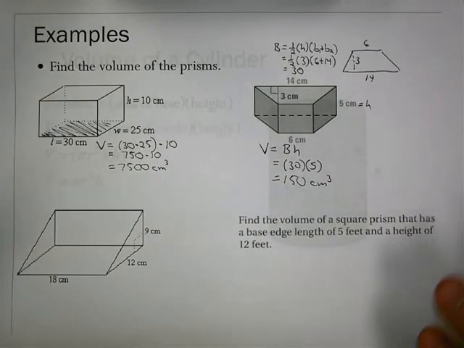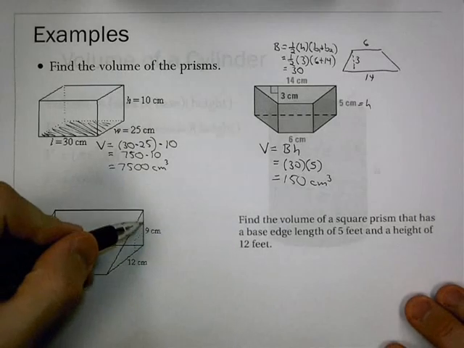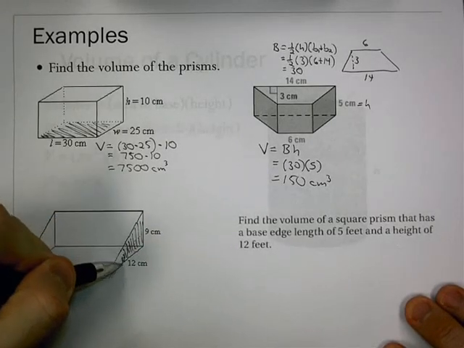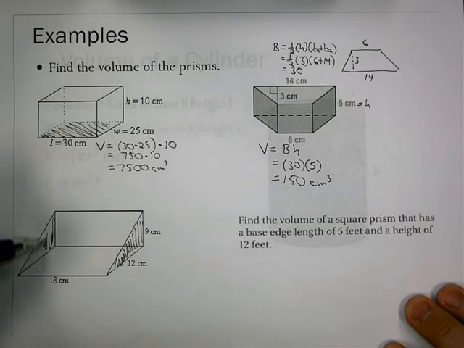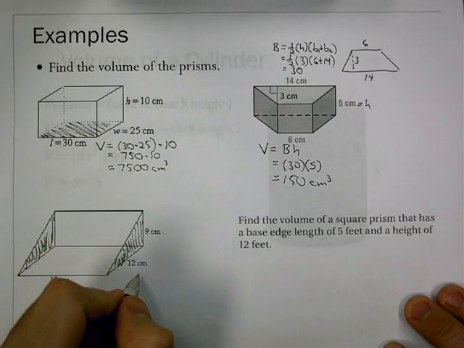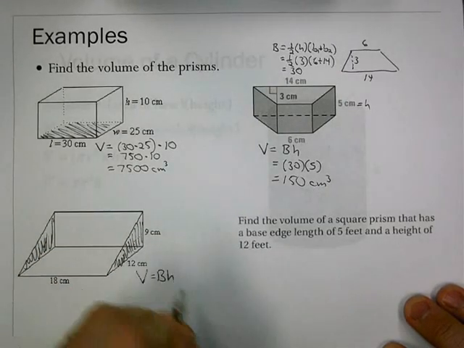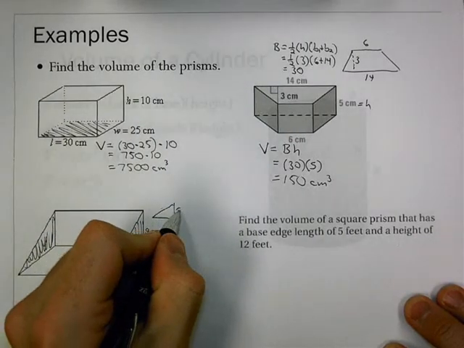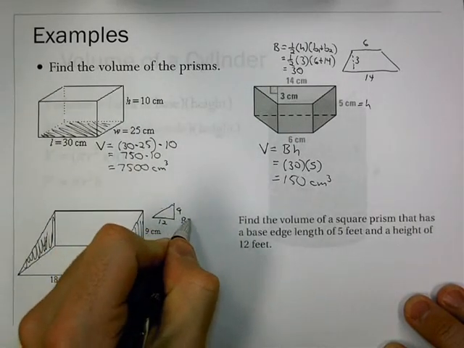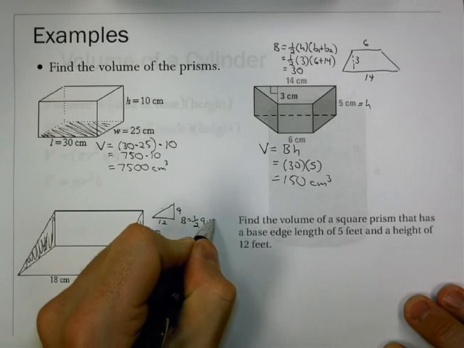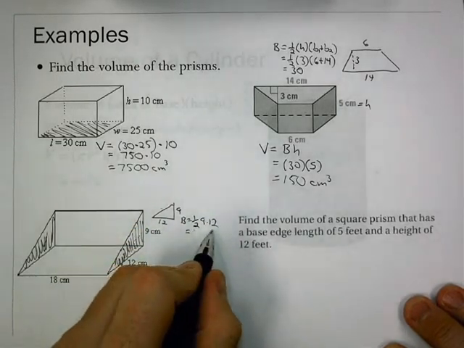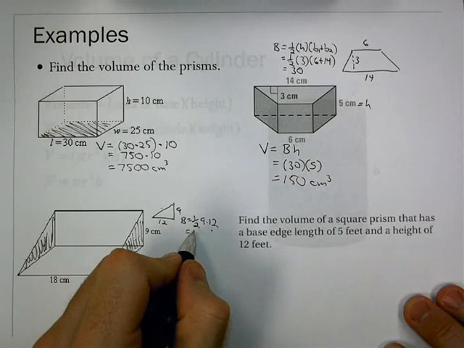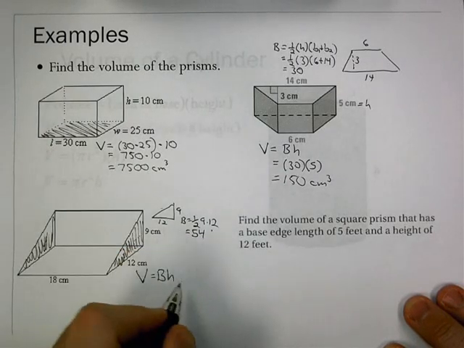For the next one, our triangular prism, our base is this triangle here. Even though it's tilted on its side, we have to recognize that that is the base. So we're looking for the base area times the height. The area of our base, since it is a triangle here, is 1/2 times 9 times 12. Half of 12 is 6. 6 times 9 is 54.